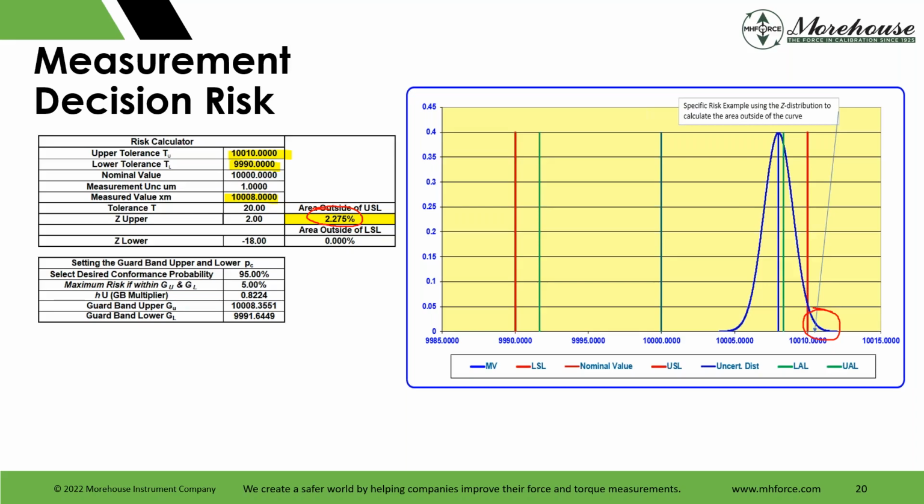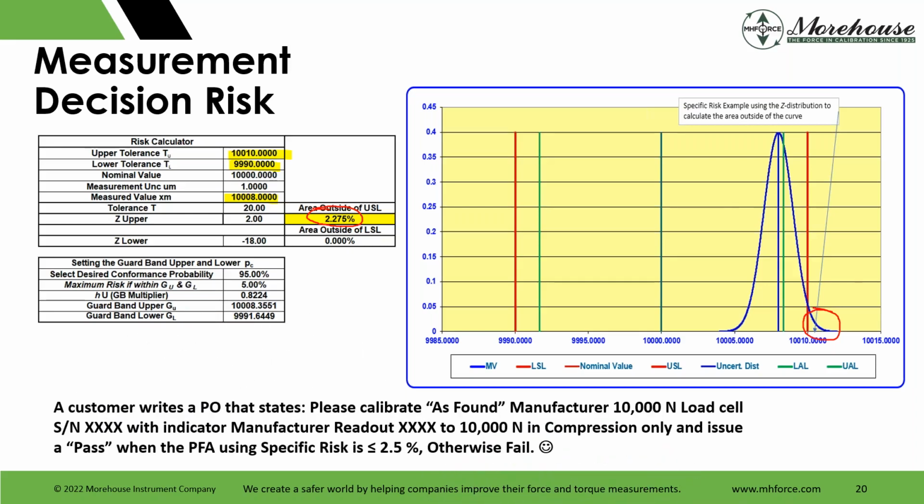So a customer sends us a device and they say, please calibrate as found, manufacturer 10,000 Newton load cell, serial number, with manufacturer readout, in compression only, and issue a pass when the PFA using specific risk is less than or equal to 2.5, otherwise fail. They send us this, we put all these numbers in, we say, okay, they're asking for risk that's less than 2.5%. We calculated 2.275% is over the tolerance line. Therefore, we issue a pass and everything is good.